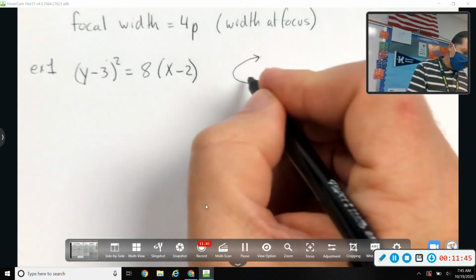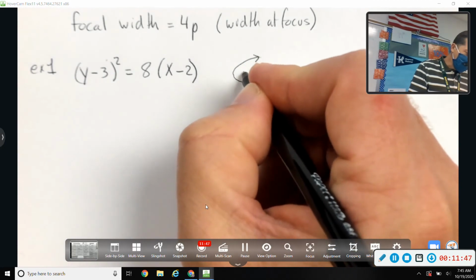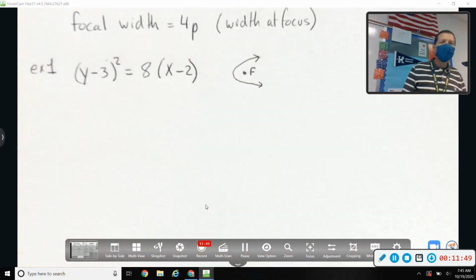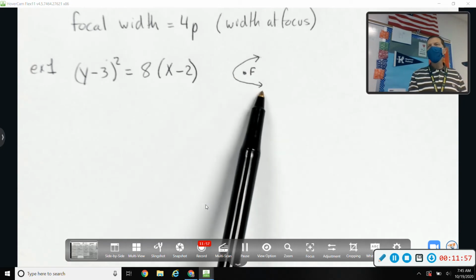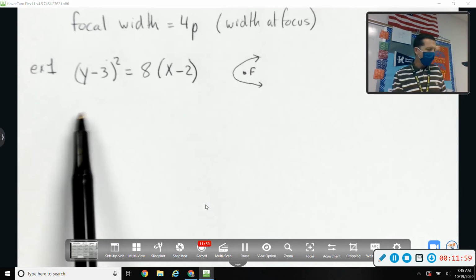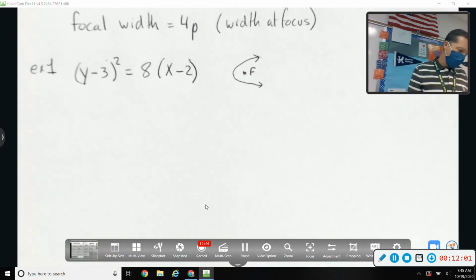And we don't really know exactly where the focus is, but we know it wraps around the focus. So my focus should be inside the parabola. So even before I graph anything, I'm thinking, which way does it open? Where's my focus? And then I'll be able to graph and get all the details right.